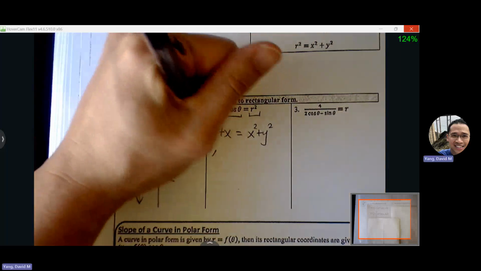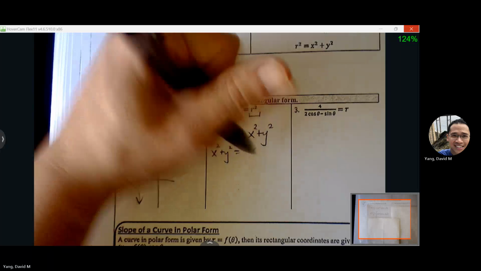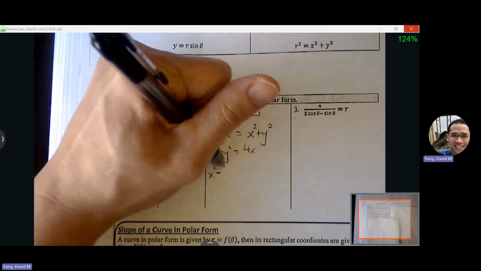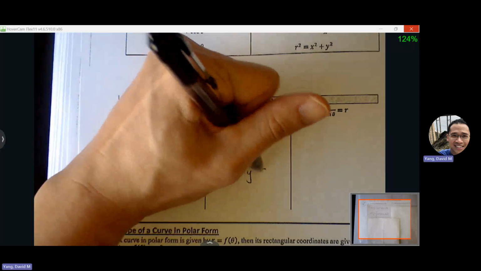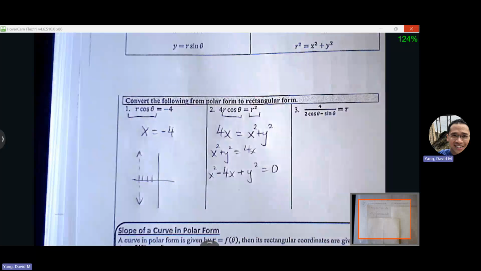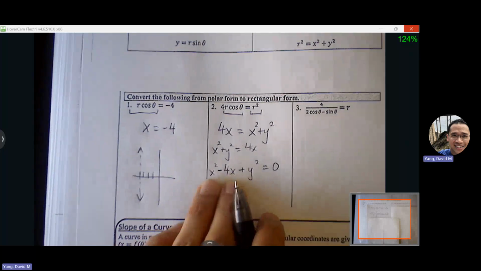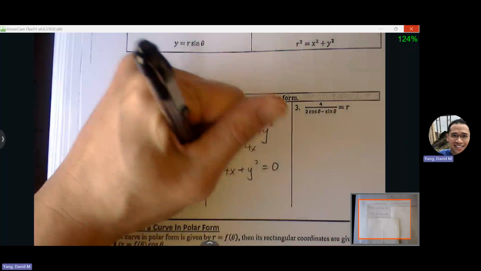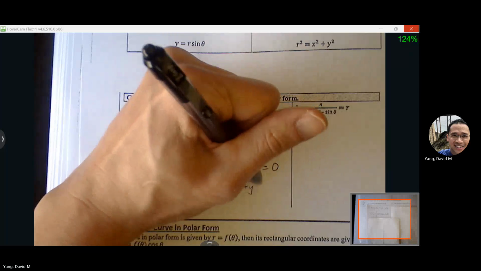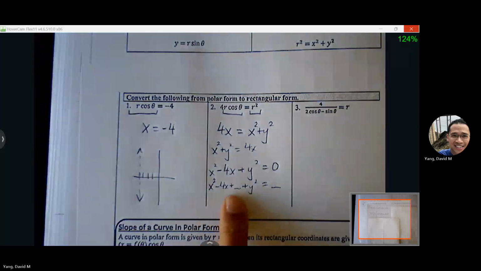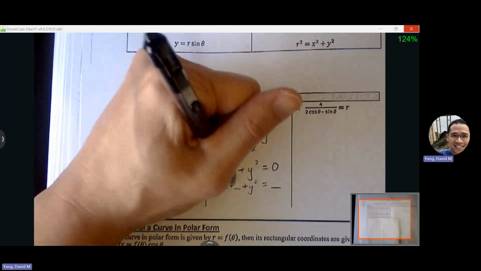And if I play with this equation a bit, we can turn it into something that feels more familiar. So the idea is, what if I can complete the square here? 4 divided by 2 is 2. 2 squared is 4.